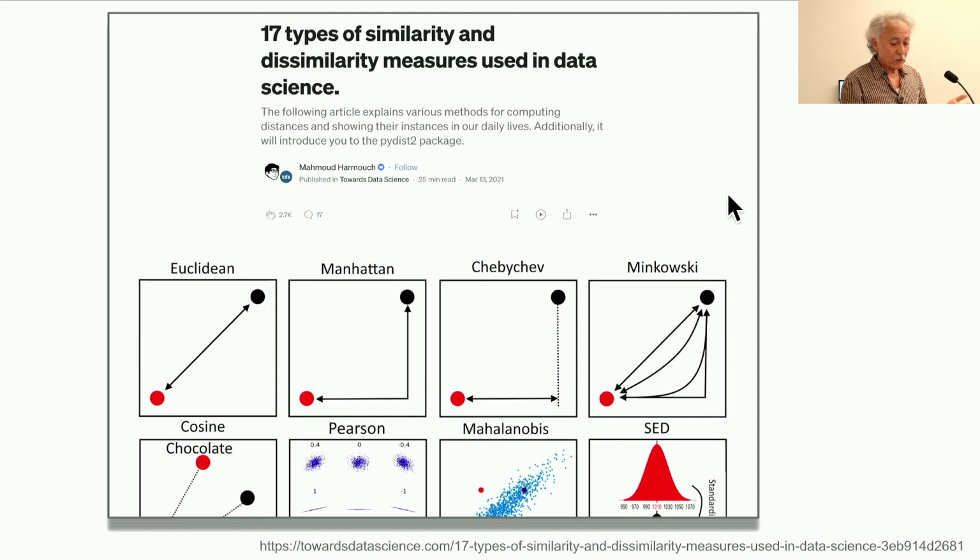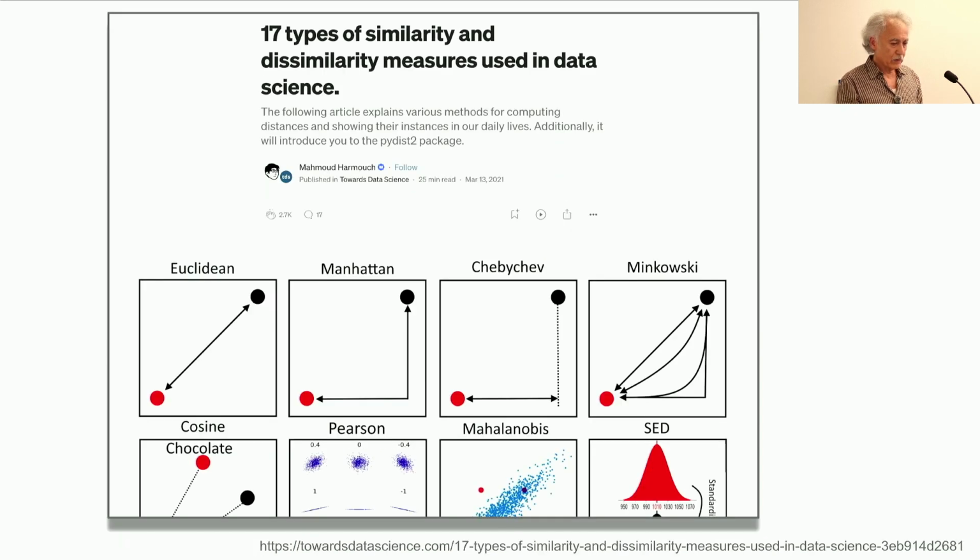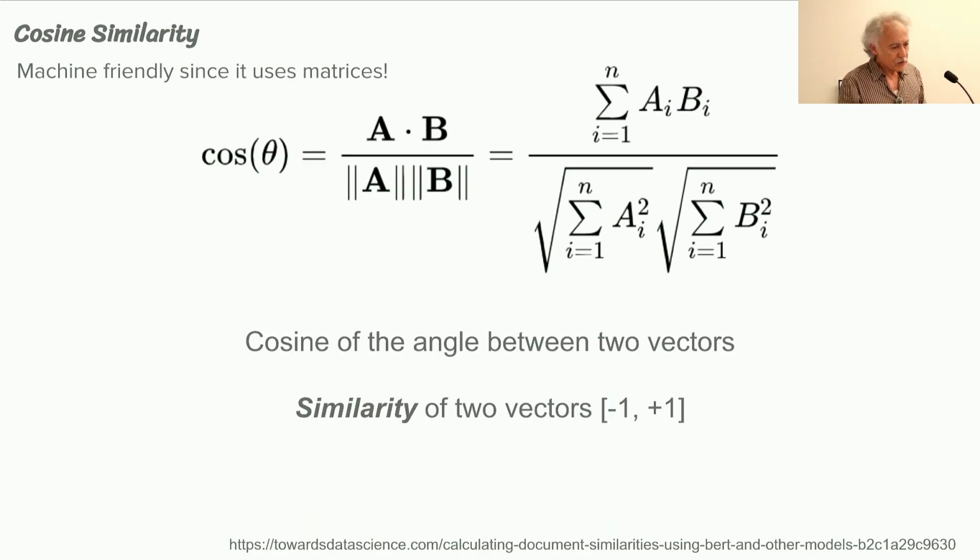But there's 17 different ways, and since we're talking about Euclidean, that's the way you do it with Euclidean geometry, using the square root of the differences. But one of those 17 is called cosine similarity. Now this one is interesting because what do we know in our machine that can handle matrices really well?